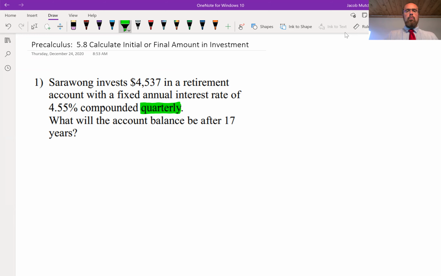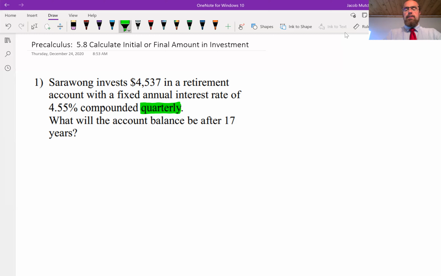And again, we're interested in after 17 years of this kind of recurring interest calculation, how much will be in the account. So we are expecting something greater than 4,537. Sarah Wong will want to see some kind of growth with her investment.